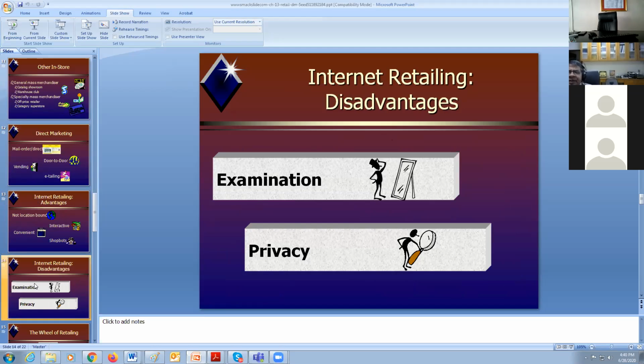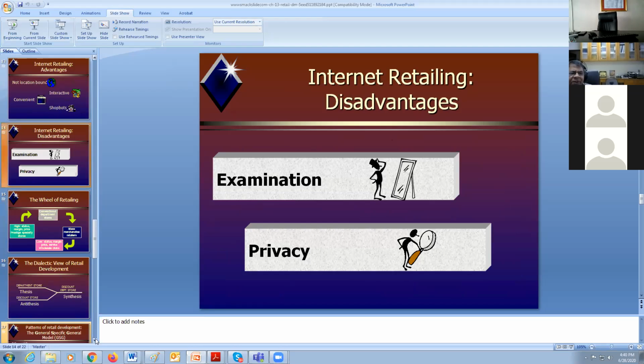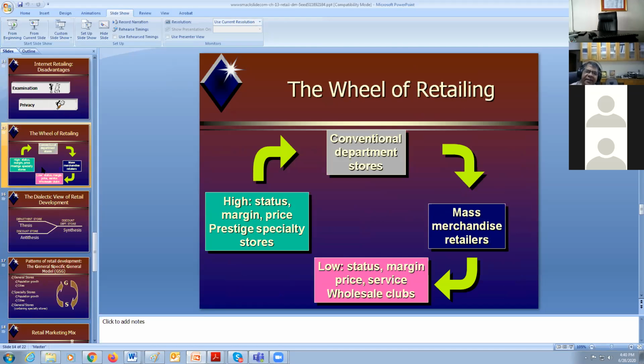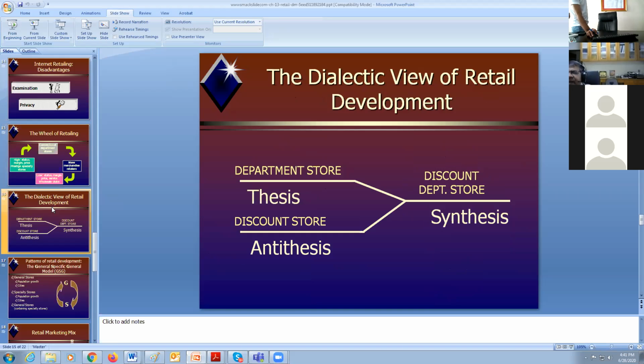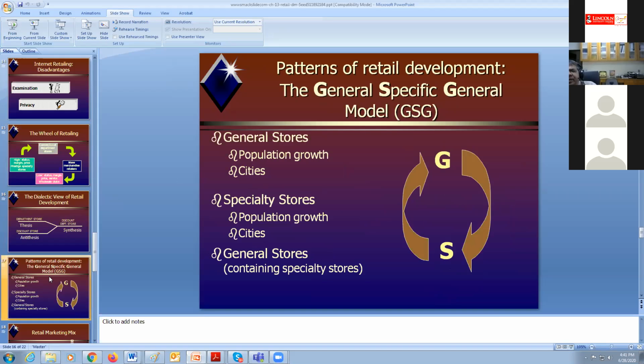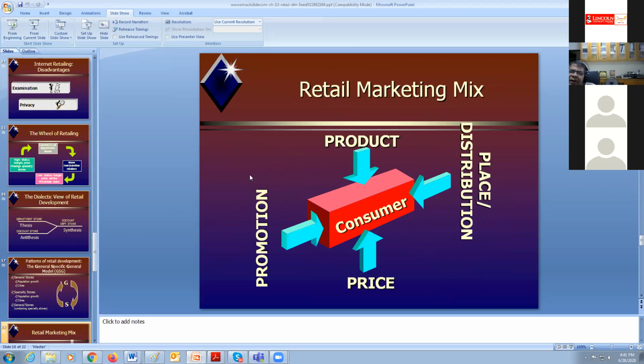Disadvantages: examination, privacy. For the internet, what are the disadvantages? You need to know this. The wheel of retailing: high status margin, conventional mass. So these are four diagrams, you must know this. The dialectic view of retail: department store thesis, discount store antithesis, discount synthesis. Now, general specific store, population growth, specialty store, population growth cities. Retail marketing means, look at these four. These four chapters you should concentrate on very clearly for your exam. Product, place distribution, price, promotion, and finally the consumer.